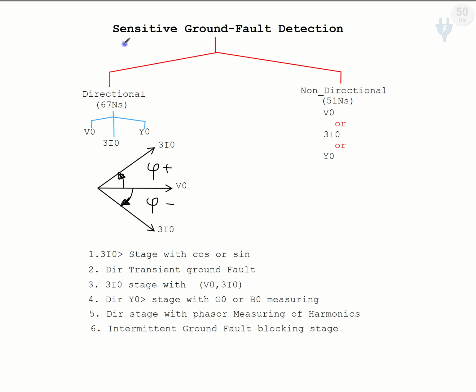Hello friends, we are in the sessions about sensitive ground fault detection. We have discussed all about these methods in the first 3 sessions, and we had separate 8 sessions about the first method and another 6 sessions about the second method. Now we are on the third method, with the angle between zero sequence voltage and zero sequence current.